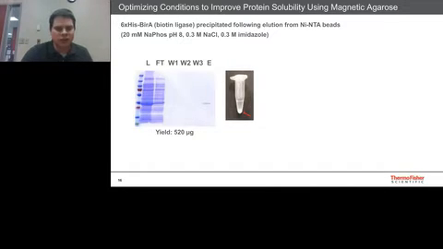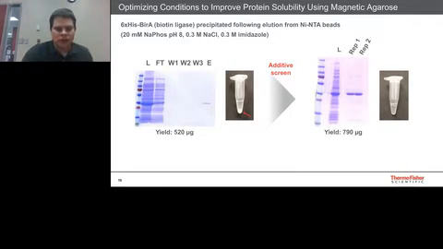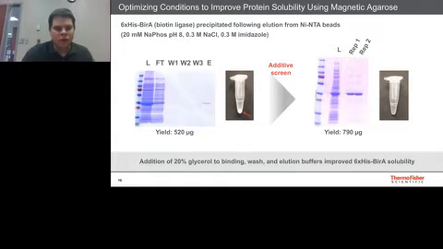Using standard purification conditions, His-tagged biotin ligase precipitated in elution buffer after about 10 minutes of storage. Conditions were scouted to improve stability and solubility of this protein using Ni-NTA magnetic agarose beads. Addition of 20% glycerol to the binding, wash, and elution buffers significantly improved yields and solubility of His-tagged biotin ligase.